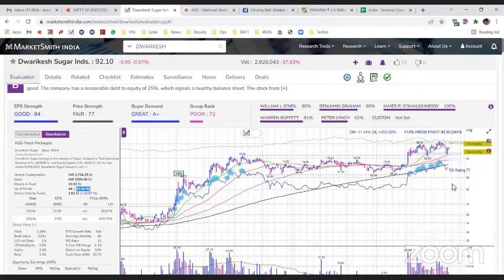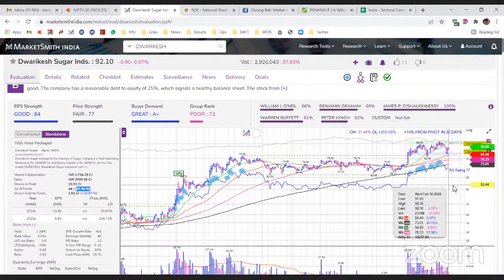And if you are holding the stock in your portfolio, you can keep its 50 DMA as a stop loss, which is 9% from the current market price. However, initiating a fresh position is not advised at this moment.